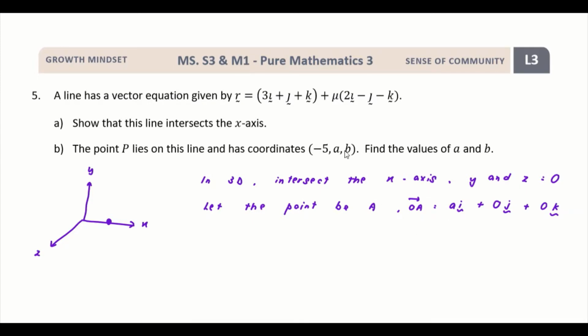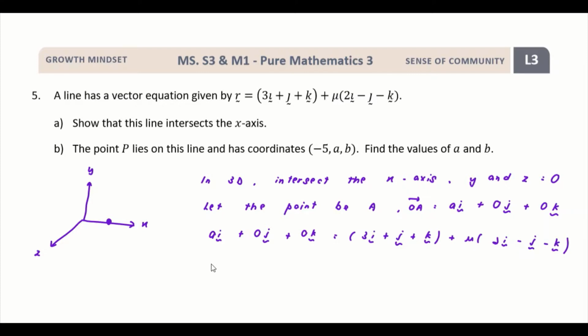So how am I going to do that? I'll be using the formula here, because r is the general point on the line. So I need to prove that the point is on the line and the point is intersecting the x-axis. So I'll put in ai plus 0j plus 0k equal to 3i plus j plus k plus mu times 2i minus j minus k.